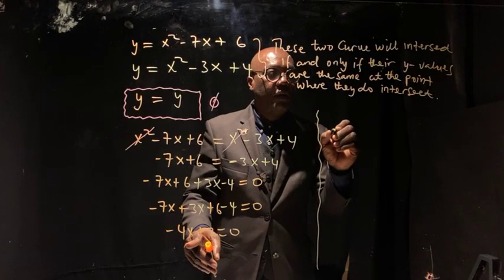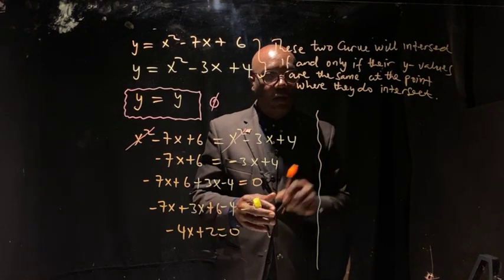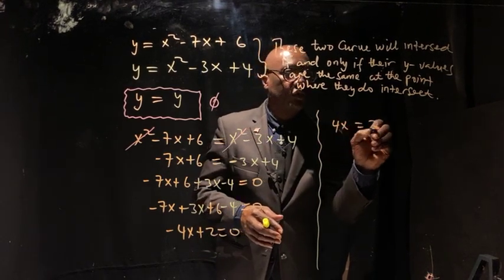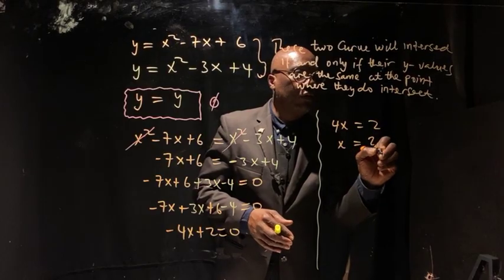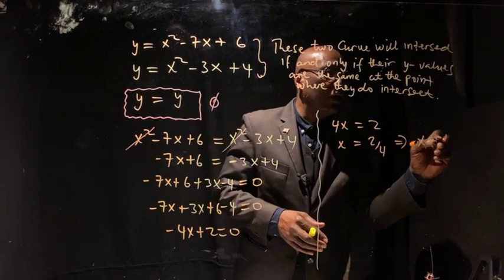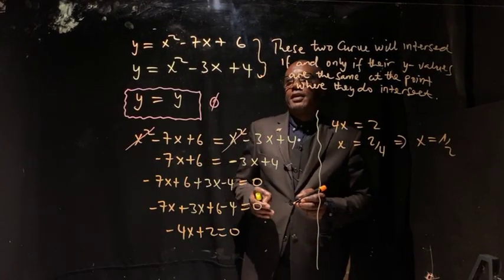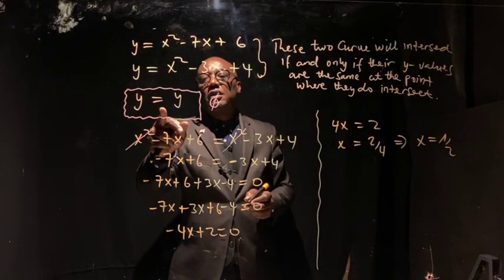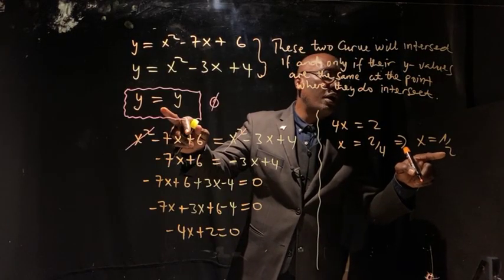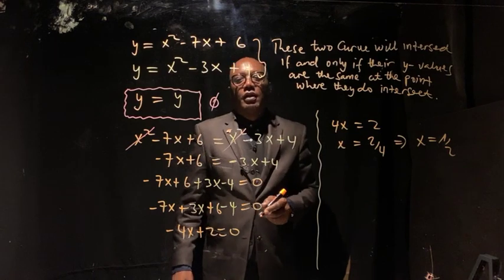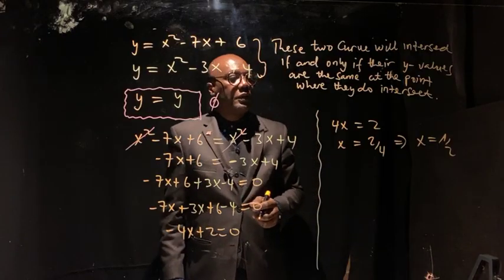So we have minus 4x plus 2 is not different from 4x equal 2, which implies x equal 2 over 4, which implies x equal half. Good. So we can see that the two curves will intersect where the x value is equal to half. Now, can we also find the y values? Oh yes, it is possible.